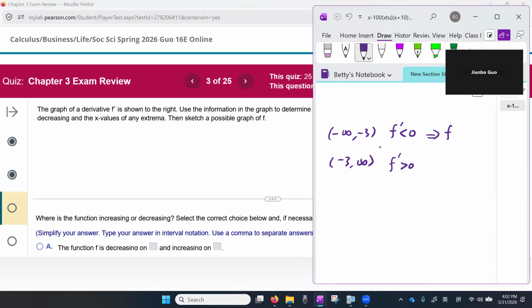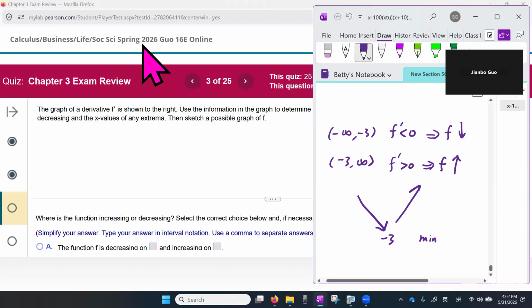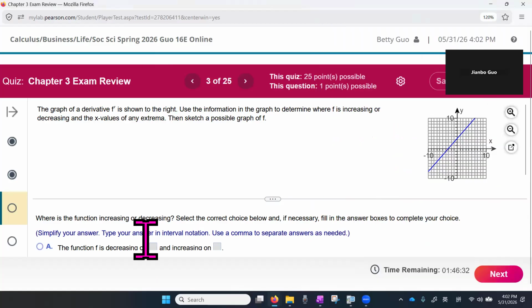If the first derivative is negative, that means decreasing, okay? If the first derivative is positive, that means increasing. So that means the function is decreasing from negative infinity to 93 and increasing from 93 to positive infinity. And the function should have a relative minimum at 93. So that's what we get from the graph here.